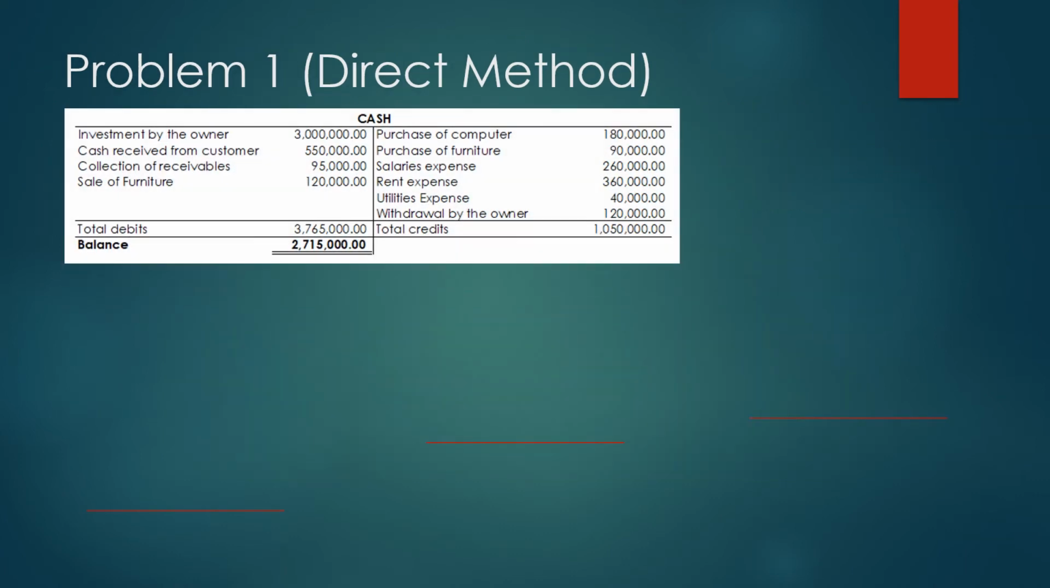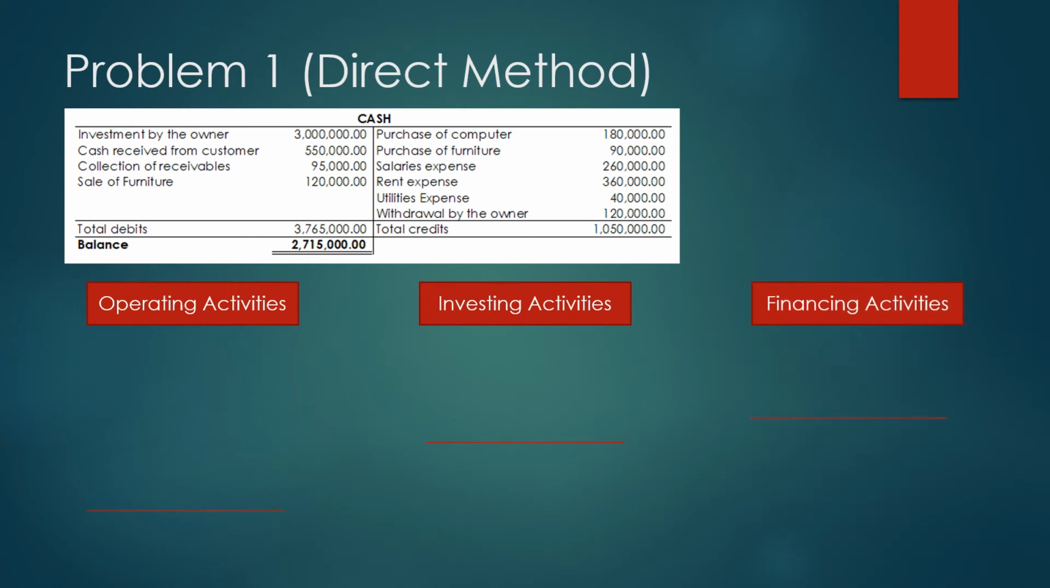So here, from our T account, we need to identify what went into operating, what went into investing, and what went into financing activities. So let's go one by one. Investment by the owner. So investment by the owner is an equity activity. If it's an equity activity, then it's a financing activity.